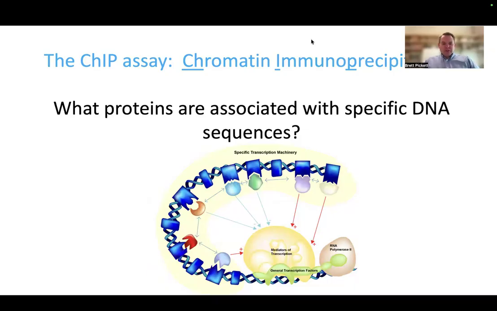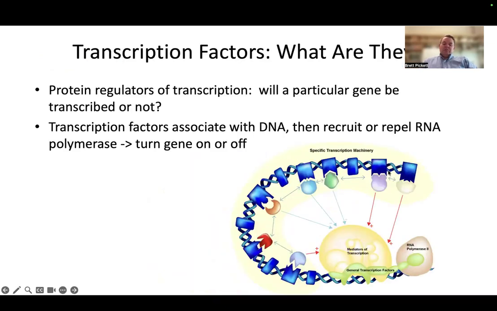All right, hi there. So we're going to talk about the chromatin immunoprecipitation assay, or ChIP assay. The goal of this one is to find proteins that are associating or sticking to specific DNA sequences. Most of the proteins that are going to stick to DNA are going to be transcription factors, and transcription factors help to turn on or off genes and make RNA.